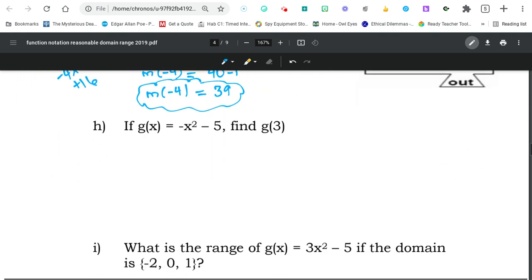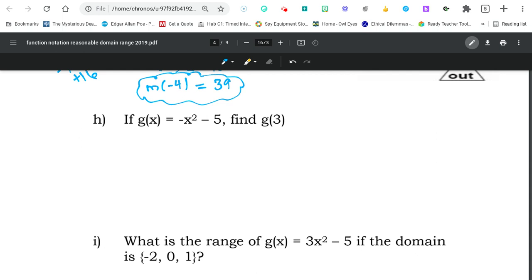All right, you're going to pause the video and try h. But it has a negative in front of it, so your leading coefficient is negative. It's something I want you to do before you even start this problem. You all should know I need you to put a negative 1 for the coefficient. So you're going to rewrite this as g of x equals negative 1 times x squared minus 5. Then you can evaluate that function when x is 3. All right, you pause the video and do that one.